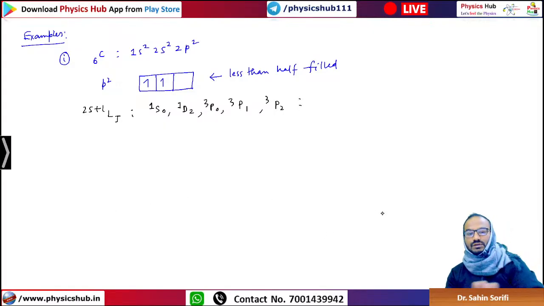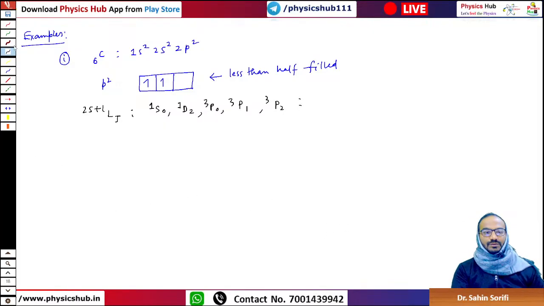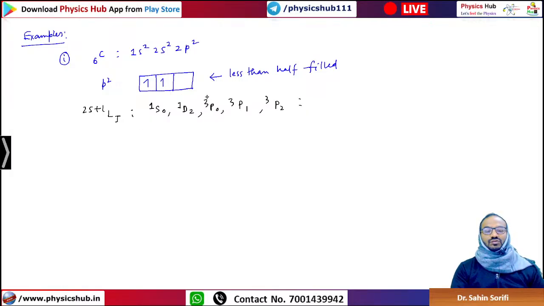Now as per Hund's rule, what are you going to write? Which terms are lowest? Terms with the largest multiplicity. Here you can see 3P0, 3P1, 3P2. So they will come first.